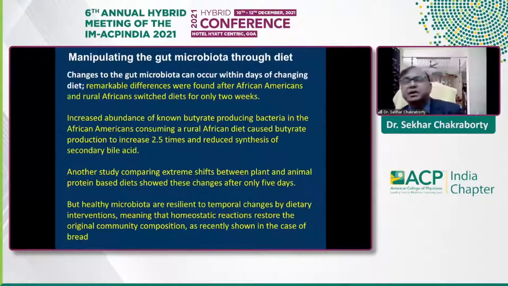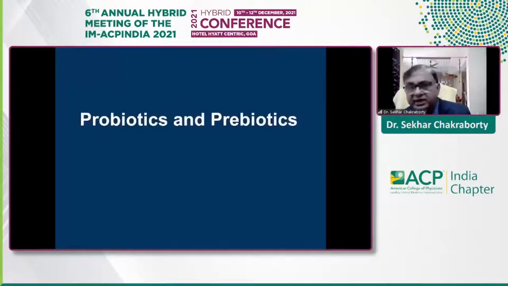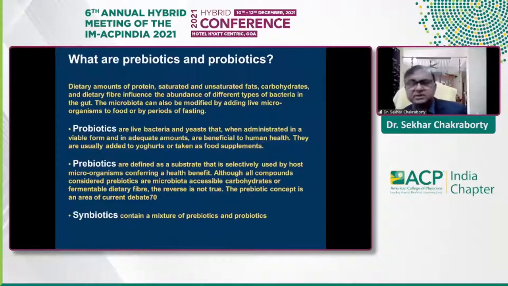Manipulating the microbiota through diet is also very important, because it has been shown that it not only changes the population of the microbiota, but also immediately changes its metabolites. Some say that we are killing the bacteria by using sanitizers, oral gargles, and hand washing. Let's see how we can help here, because probiotics and prebiotics are the substances which can alter the microbiota population in health and disease.